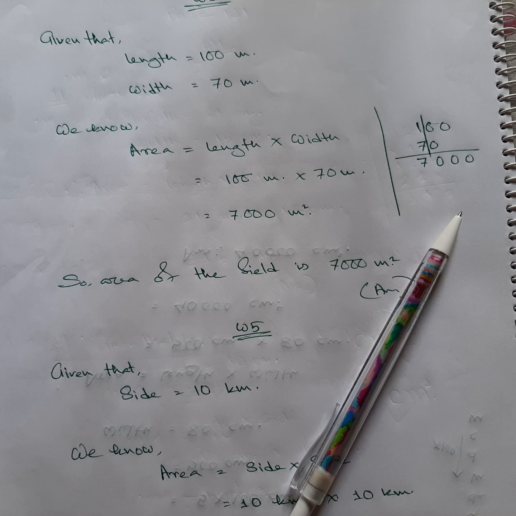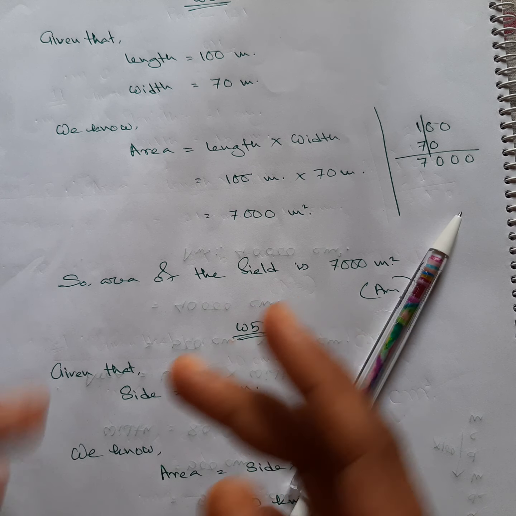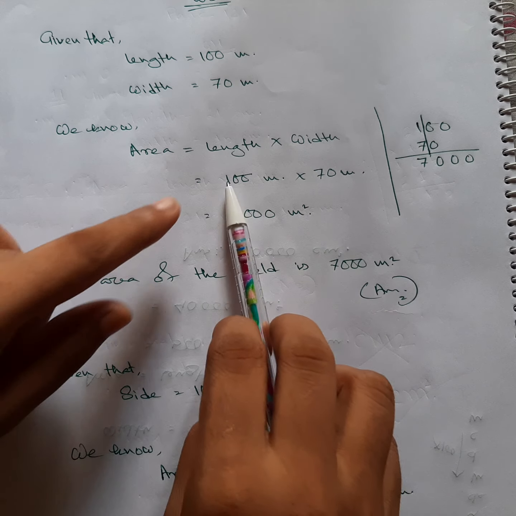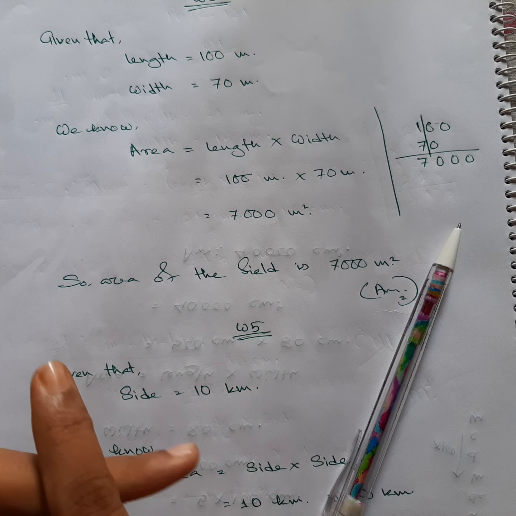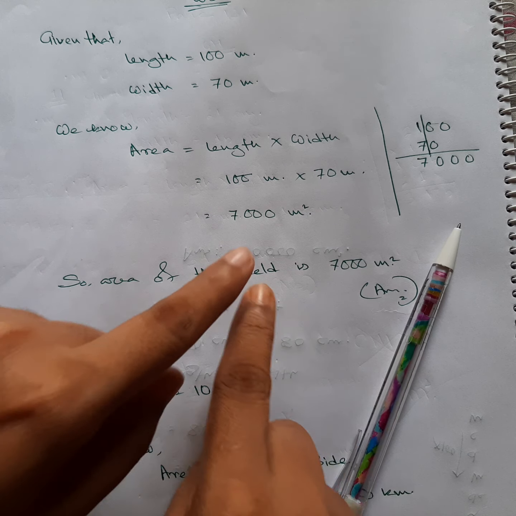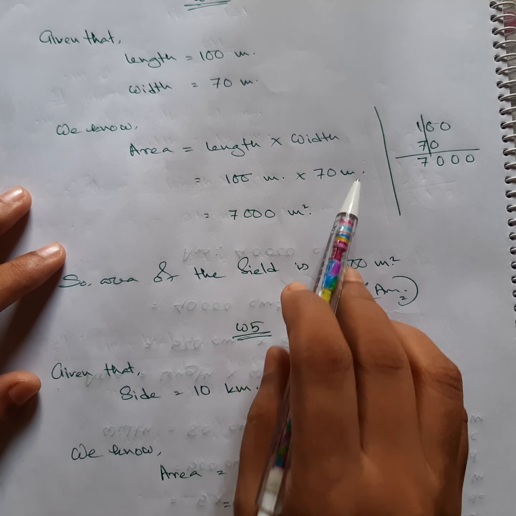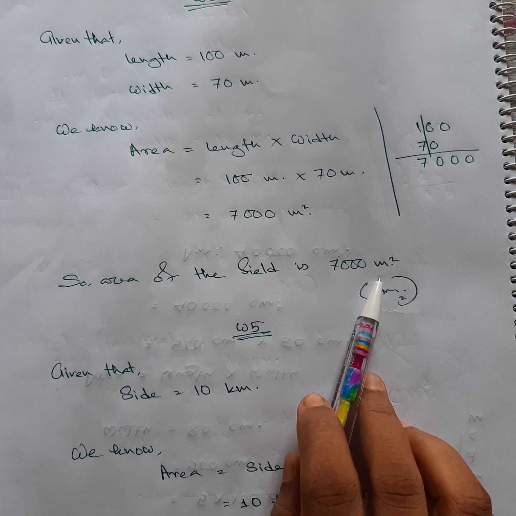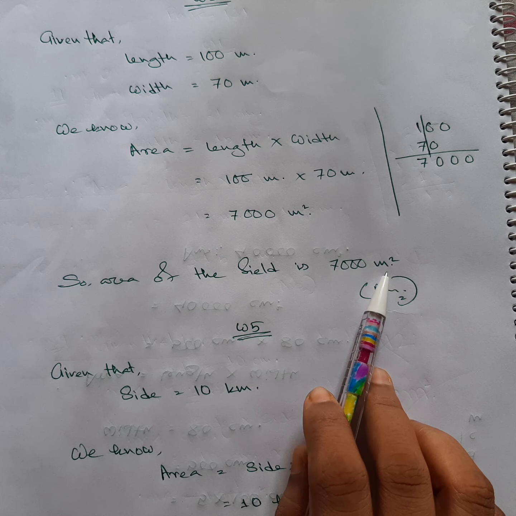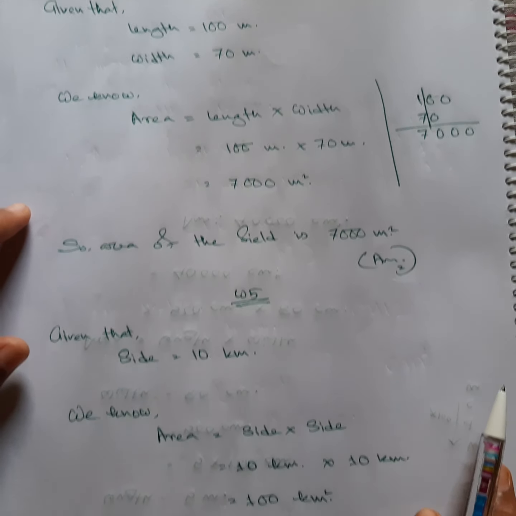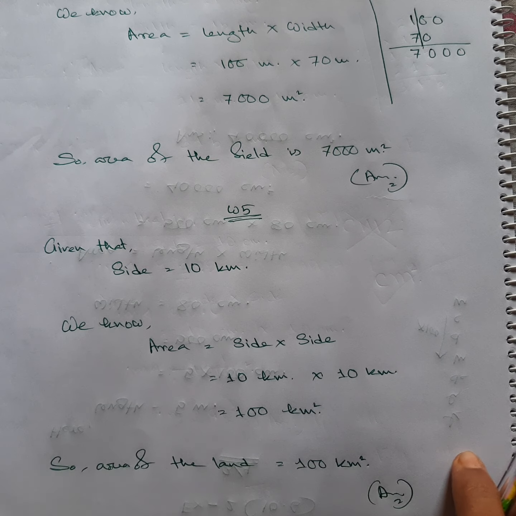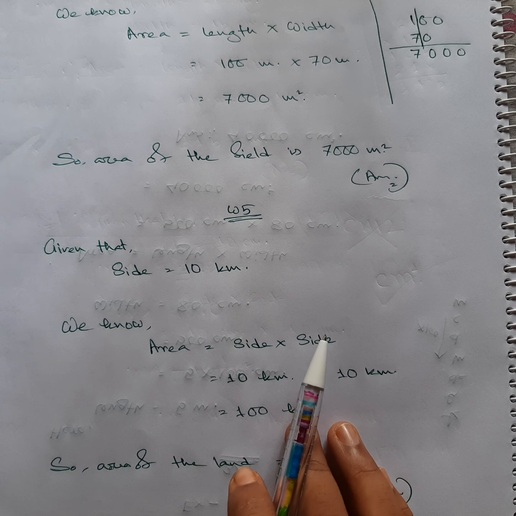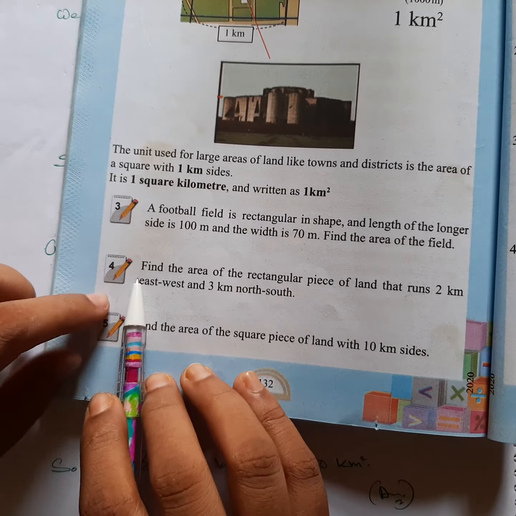It is the easiest way, by skipping the two-stair multiplication. Just multiply the front numbers and count the zeros and put them beside the number, and meter into meter is meter square. So the area of the field is 7,000 meter square.